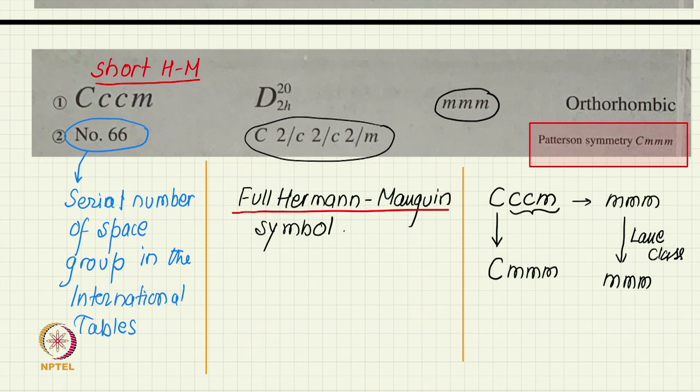MMM for Patterson symmetry. The significance of Patterson symmetry is in the analysis of diffraction patterns. We will not go into the details, we just note this sort of algorithm of how to convert the space group symbol into a Patterson symmetry symbol. We will not discuss it any further.